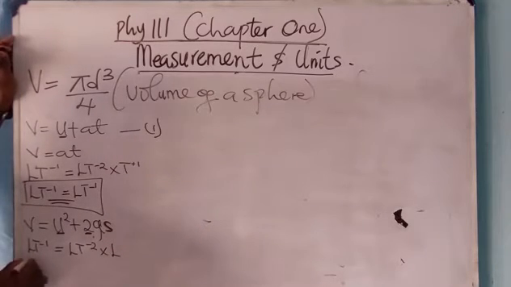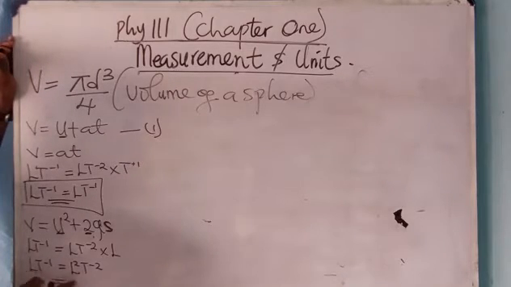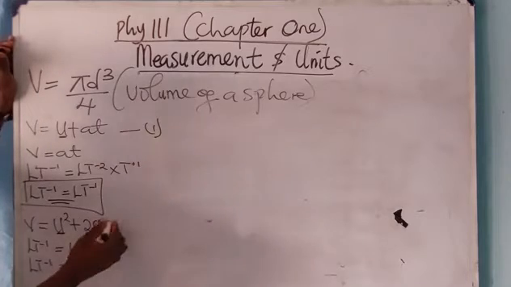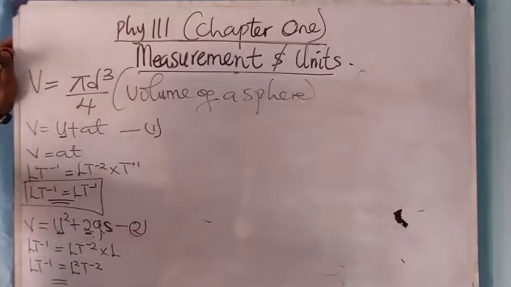So I now have that LT^-1 equals L^2 T^-2. So it means that this one is not dimensionally correct. It is incorrect. This is case 2.